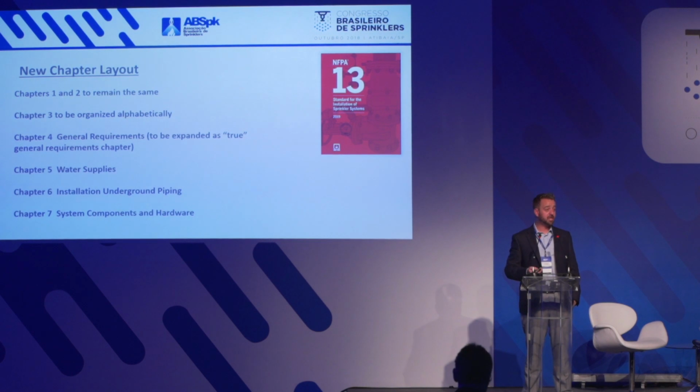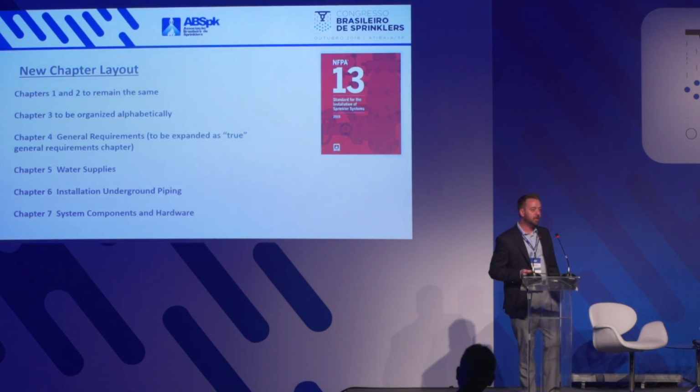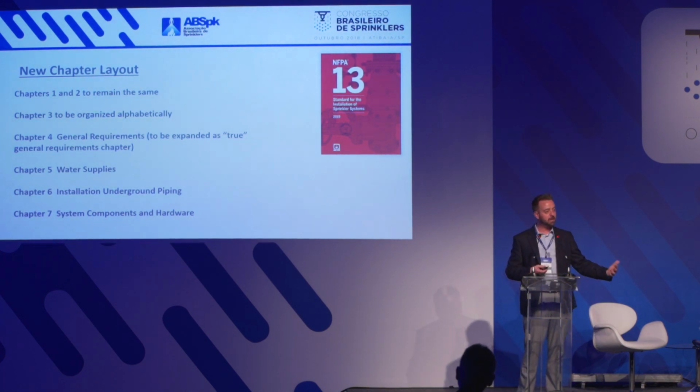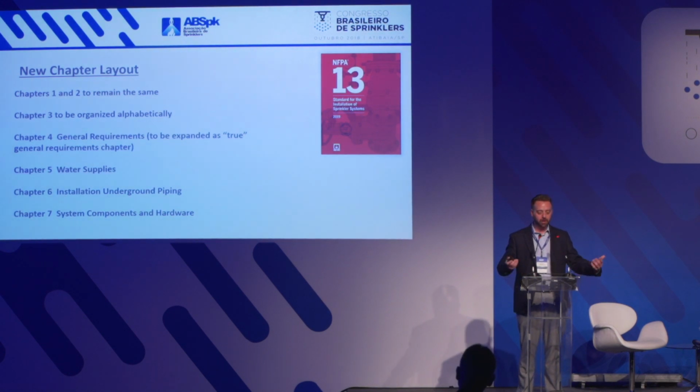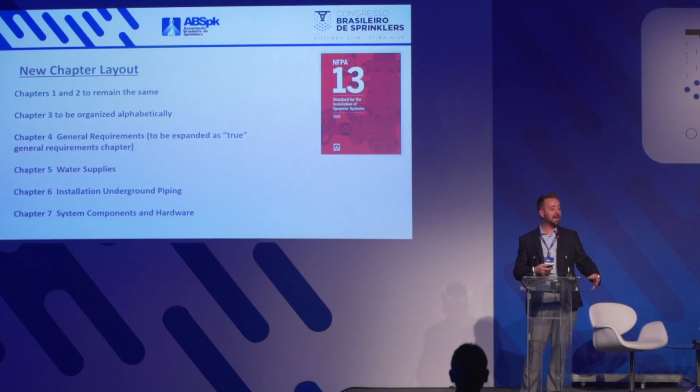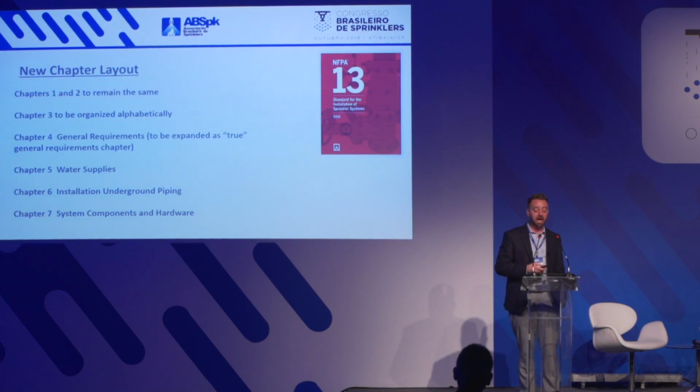Chapter 4, that's going to be your general requirements, and it's actually going to be true general requirements now for your system. So just an overall basic look at the requirements of the standard. Chapter 5, we get into water supplies, where that used to be in one of the later chapters. Now it's going to be right up front, because that's where the sprinkler system starts, with your water supply. Chapter 6 is going to be the installation of underground piping. So you can see how this is kind of coming through. We're starting with the water supply. Now we've got the underground piping that's coming through. So you're getting that logic to how it's going to be formatted moving forward, 2019 and beyond.